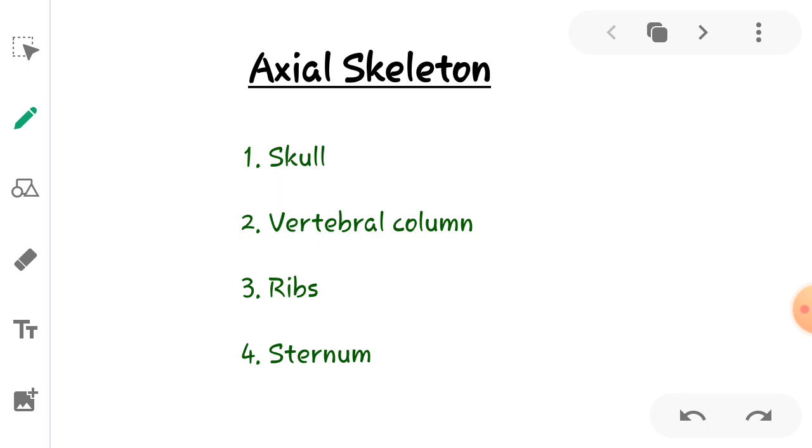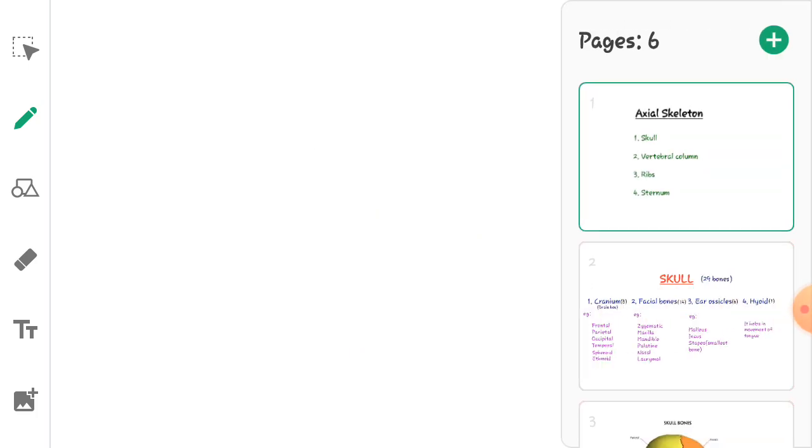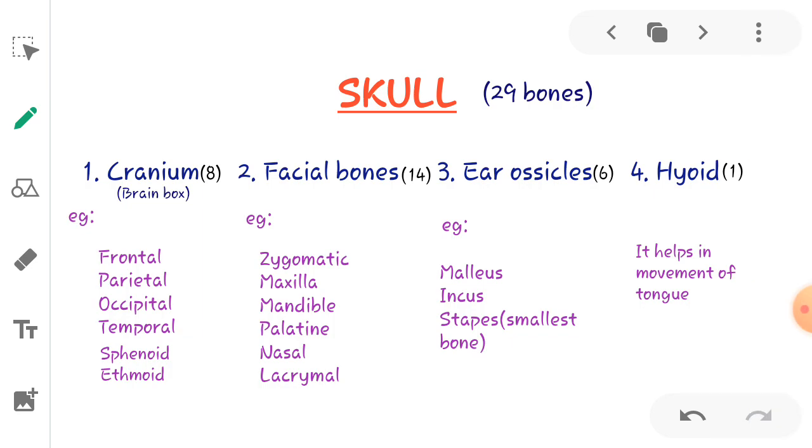It is having 4 parts here: skull, vertebral column, ribs, and sternum. First of all, we will discuss skull. In human skull, there are total 29 bones present. These are different bones which are mentioned over here. First, we have cranium. In cranium, total 8 bones are there.